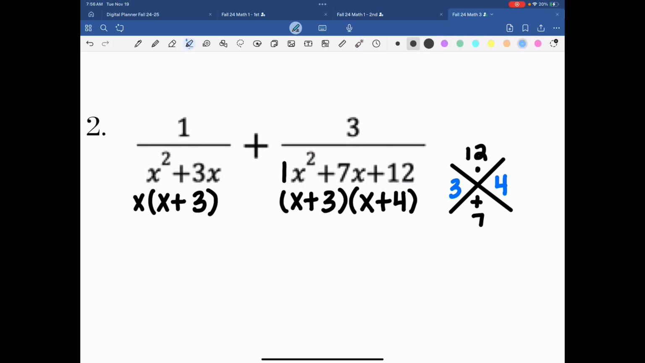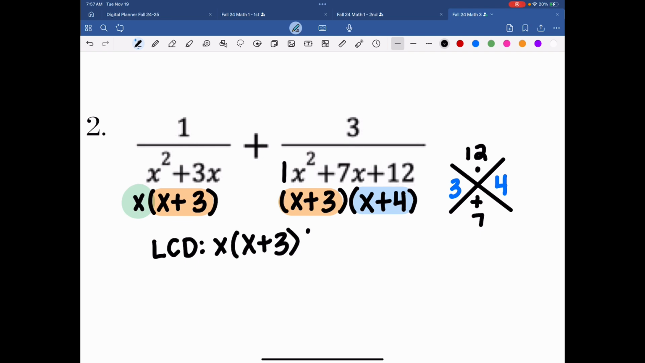So for the LCD, they already have x plus 3 in common. They have that in common, but separately, they have an x and they have an x plus 4. So my LCD for this problem is going to be x times x plus 3 times x plus 4. We want to make sure that when we're trying to add these that we have a common denominator here. And we don't want to make a denominator that makes us have to simplify more later, so we want the least common denominator.